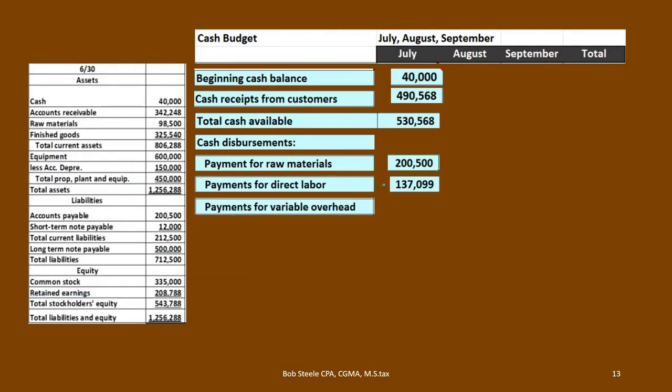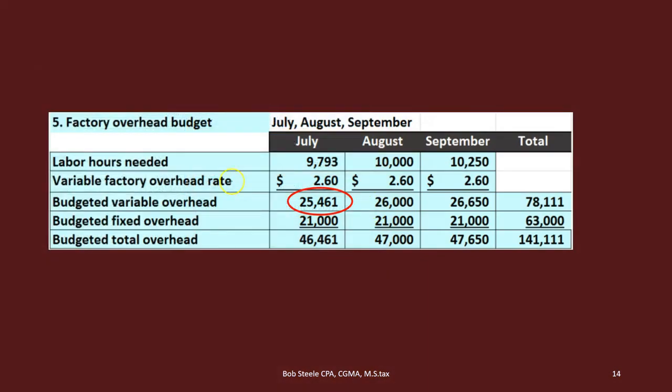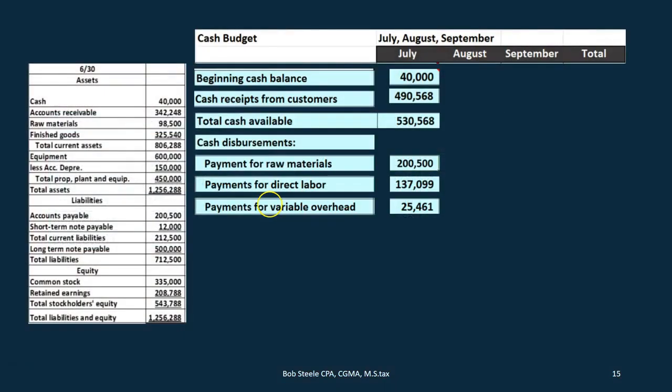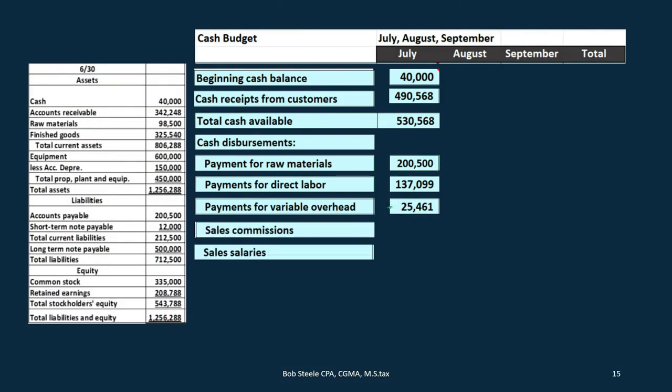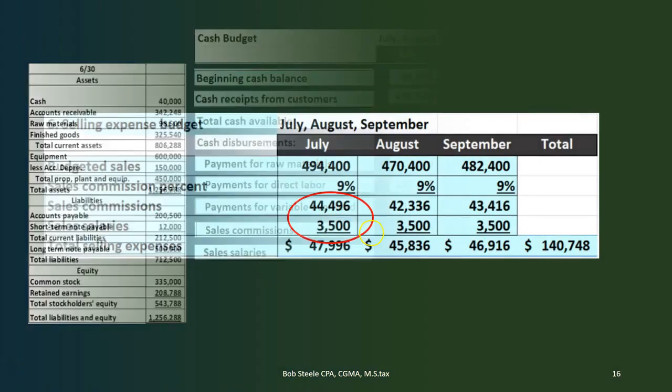Then we're going to go to the payments for variable overhead. Once again, we're going to jump back to our variable overhead budget that we have already calculated up in step 5, and the variable overhead is here. So we're just taking the variable portion. You might be saying, why aren't we taking the total portion? Because the fixed portion in this case, I believe, was depreciation, not a cash item, therefore not on the cash budget. All right, so there we have the 25,461.